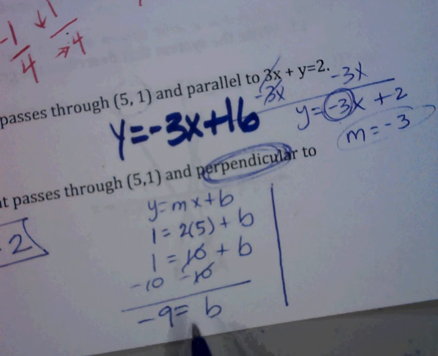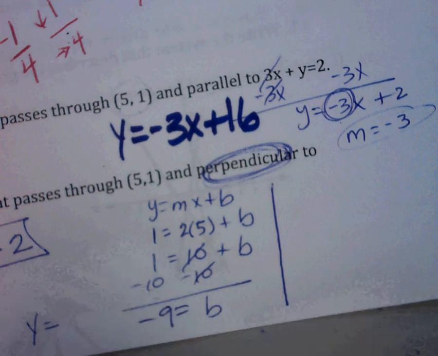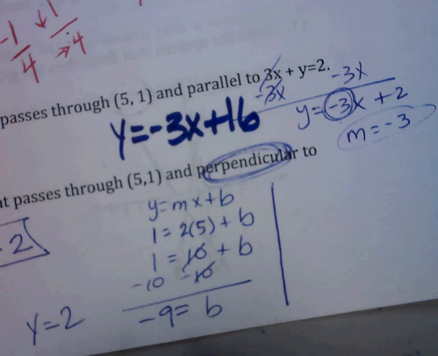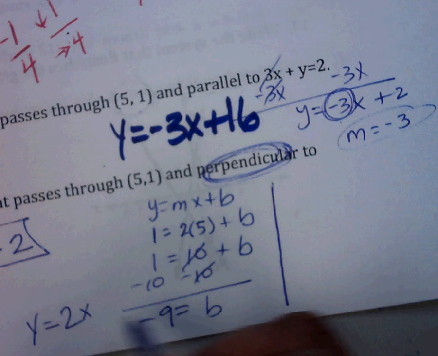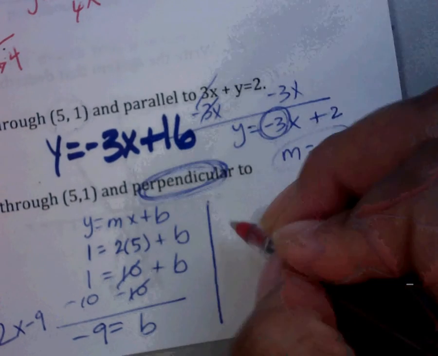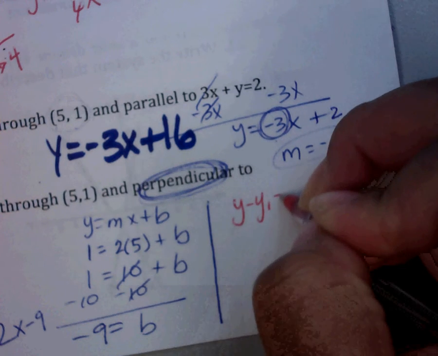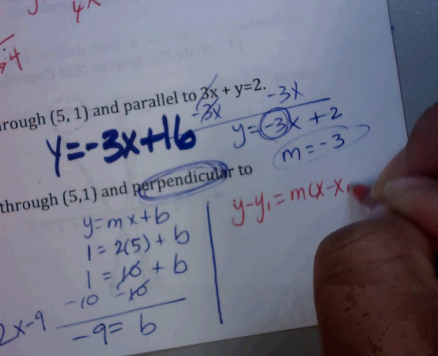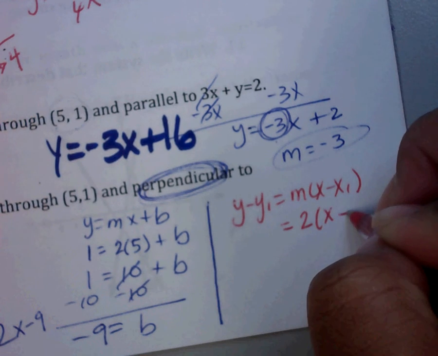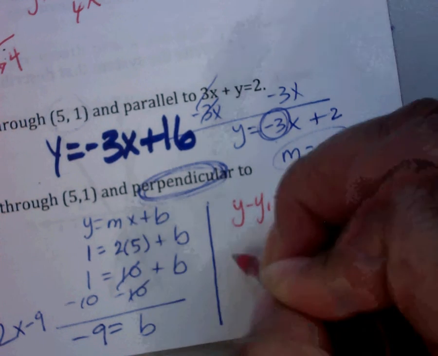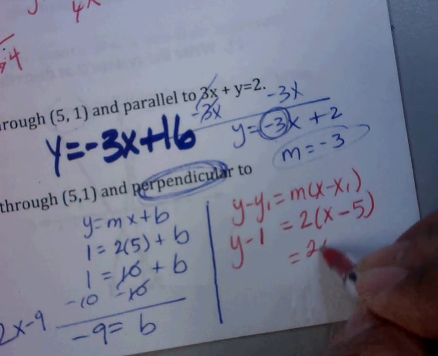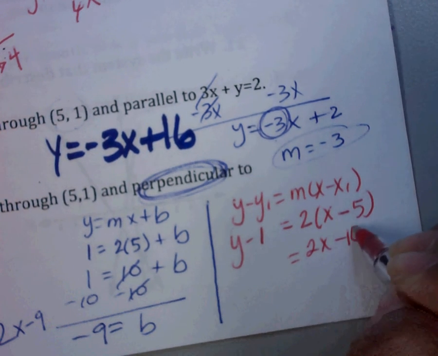And I'm going to write the equation as y equals, plug in the m, which is 2, because that's perpendicular to that equation, 2x minus 9. The other way, you can write the point slope formula, y minus y1 equals m times x minus x1. Slope is 2, x minus, and let's plug in x1, which is 5, y1, which is 1. Now I distribute, and that's 10.